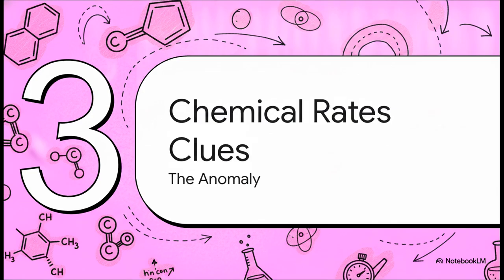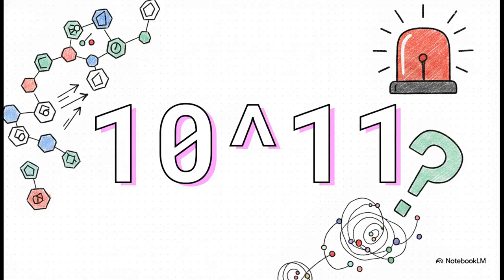Well, let's look at Section 3, Clues in the Chemical Rates, the Anomaly. 10 to the 11th power. That is 100 billion. When chemists ran the experiments, they didn't just find a slight difference in how fast certain molecules reacted. No, they found a reaction that happened 100 billion times faster than it was technically supposed to. To put that into perspective, that's like a road trip that usually takes an entire year, suddenly taking 3 milliseconds. In science, a number like this isn't just a tiny clue. It's a blaring siren telling you your fundamental model is missing something absolutely huge.